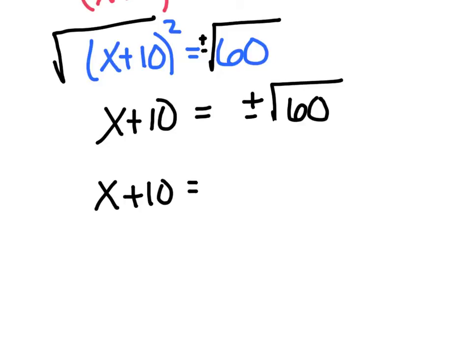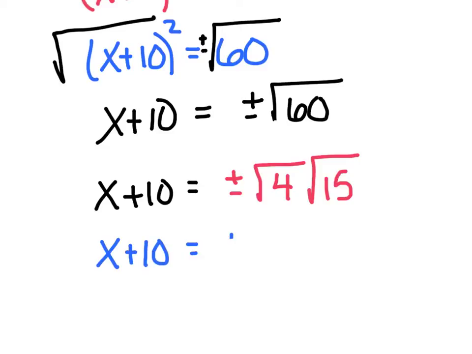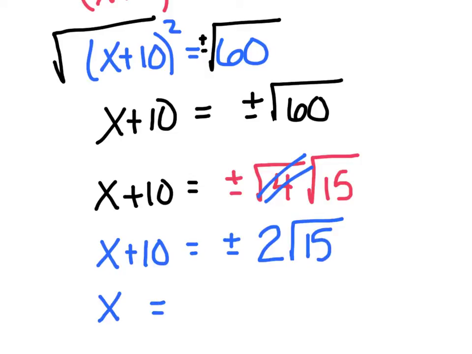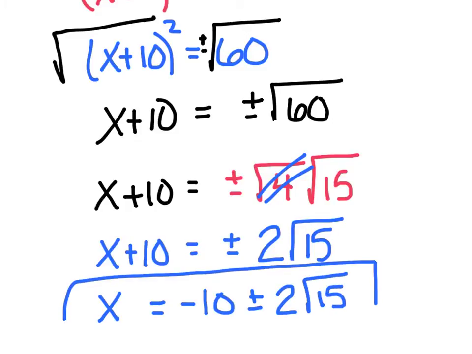I think I would go with 4 times 15 would get me 60. So I get x plus 10 equals plus or minus, I know the 4 turns into a 2, radical 15. And lastly, I have one step, I just have to move that 10 over. Now remember, they're not like terms, they don't both have a radical 15. So I'm going to say that's a negative 10 plus or minus 2 radical 15. And there you have it. We've got our 2 answers.